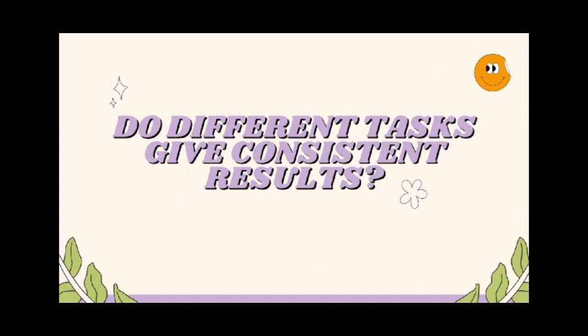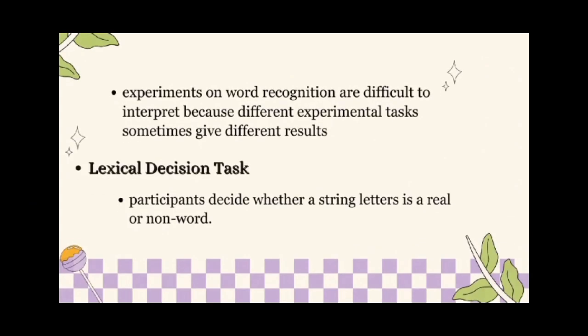When studying how we recognize words, the results can vary depending on the type of task used in the experiments. Here's why. Experiments on word recognition are difficult to interpret because different experimental tasks sometimes give different results. When using lexical decision tasks, participants decide whether a string of letters is a real word or a non-word. It measures both the speed and accuracy of word recognition, but it also includes additional processes like decision making and response preparation.